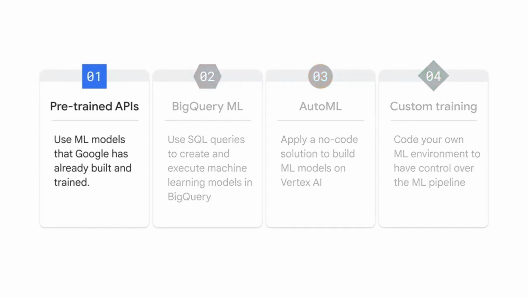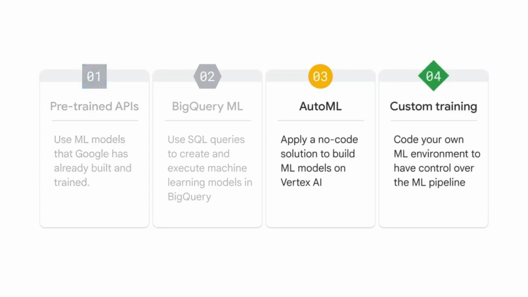You started with pre-trained APIs, which are ready-made solutions using pre-trained machine learning models without the need for any training data. You were then introduced to Vertex AI, Google's unified platform to build a machine learning project from end to end.